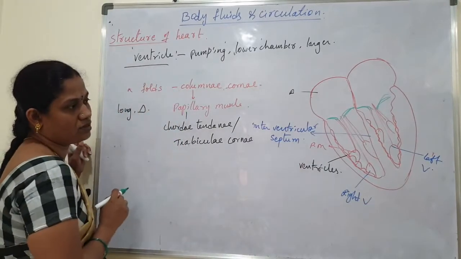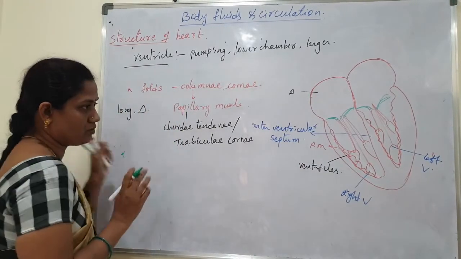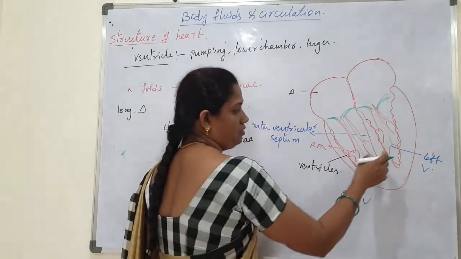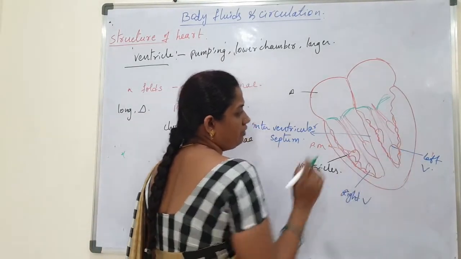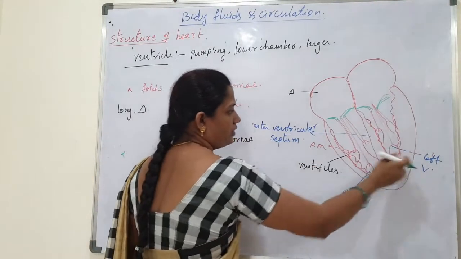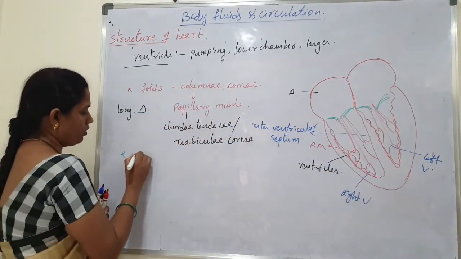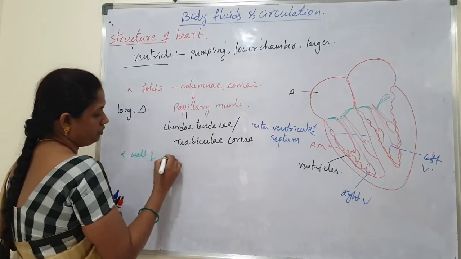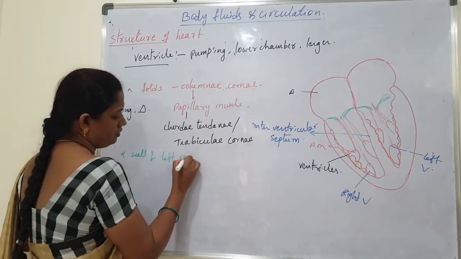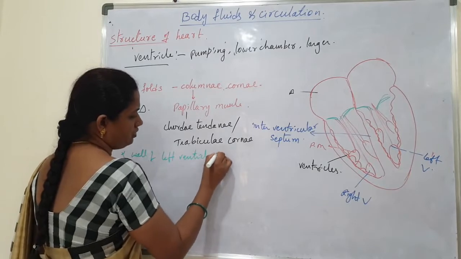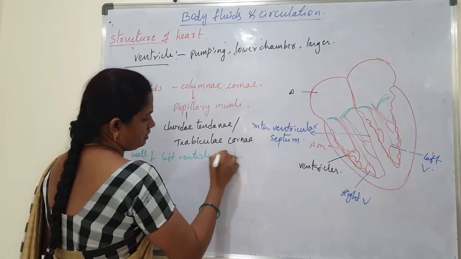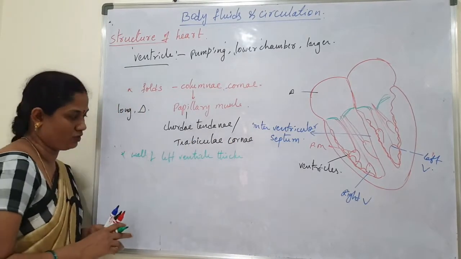Okay, next, one more point I had forgotten. That is about the left ventricle. The wall of the left ventricle is thicker than the right ventricle. The wall of the left ventricle is thicker compared to the right one.